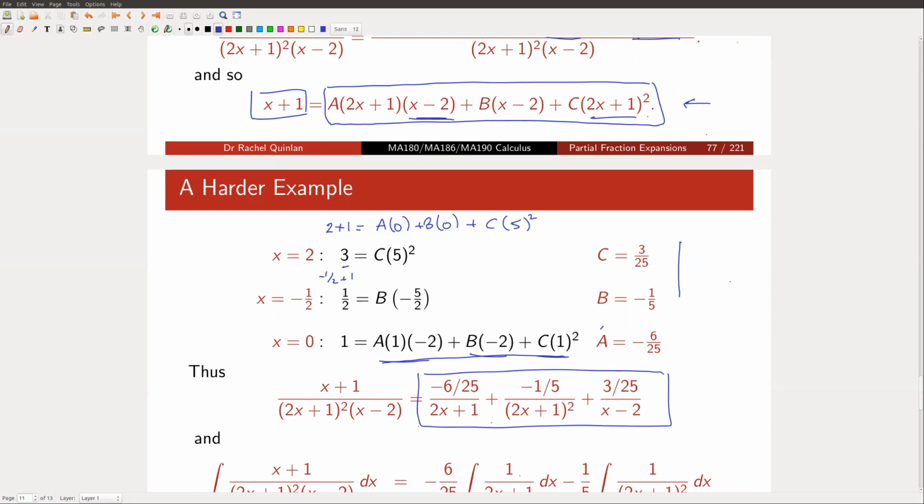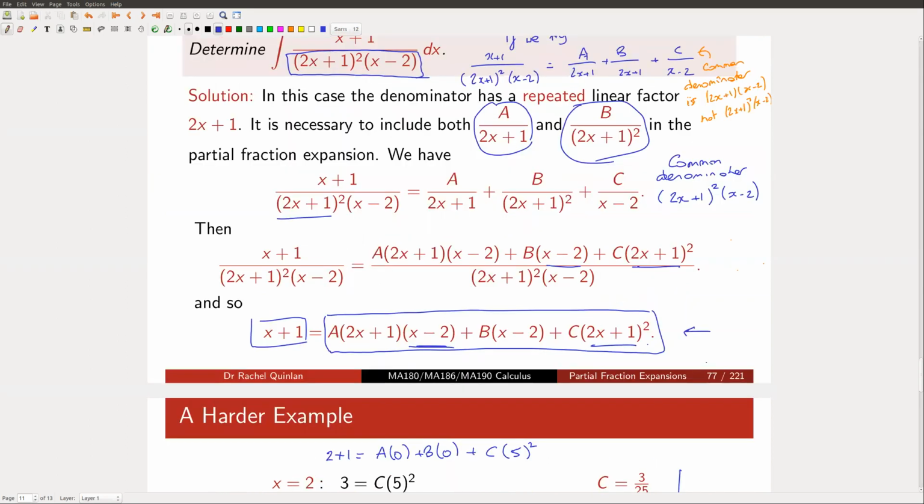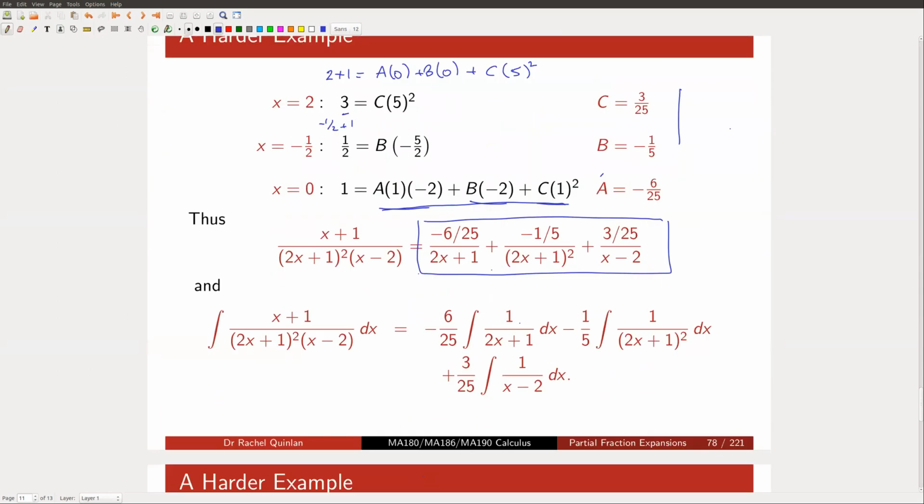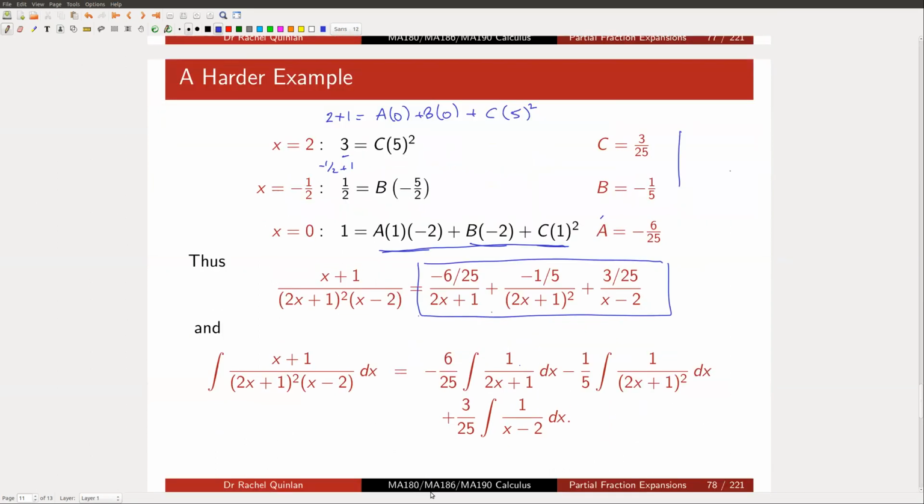I won't inflict that on you because we've been on the go for 48 minutes. But the integration at that stage really is the relatively easy part. The partial fraction expansion itself is where all the work is. Okay, so that's our final technique of integration as such, partial fraction expansions.